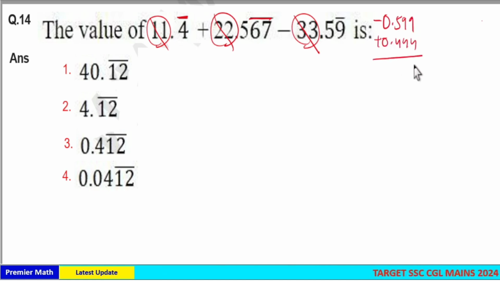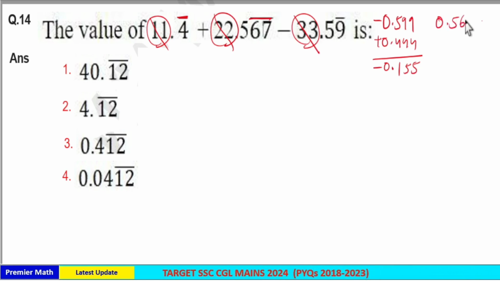9 minus 4 is 5. 5 minus 4 is 1. So this is minus 0.155, 5 is repeating here. And here we have 0.567 bar, means 6 and 7 are repeating numbers. Here this is plus. And here we have minus 0.155. Here 5 is repeating.